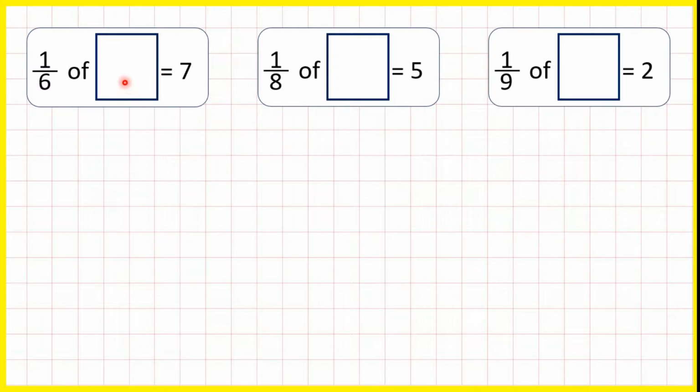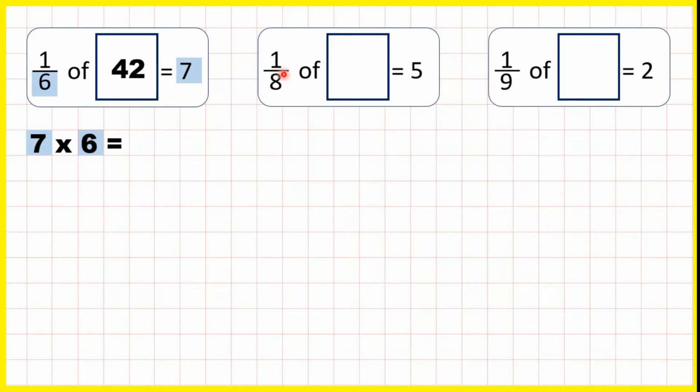So we know that normally to find a unit fraction of a number, remember a unit fraction is any fraction with 1 as the numerator, we normally just divide by the denominator. But here we've got missing number problems, so we need to do the opposite. Instead of dividing by the denominator, we're going to multiply our answer by the denominator. So 7 times 6 is 42, so 1/6 of 42 is 7. And that makes sense because 42 divided by 6 is 7.